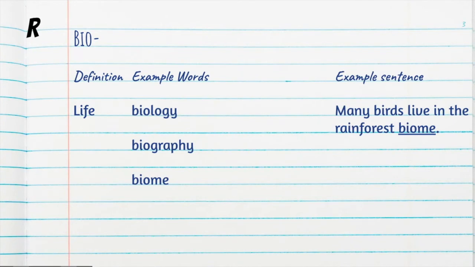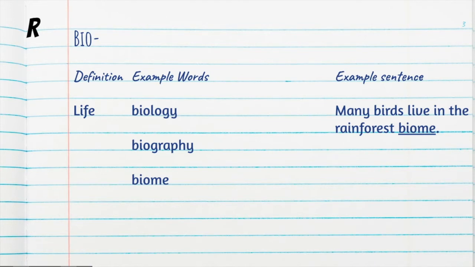Our next word is bio, and bio is a root word. So a root word means that it can have things added to the beginning of it or added to the end of it. A prefix can only be added to the beginning of words, and a suffix can only be added to the end of words. So bio means life, and some example words are biology, biography. Biology is the study of life processes. A biography, again, is the story of someone's life.